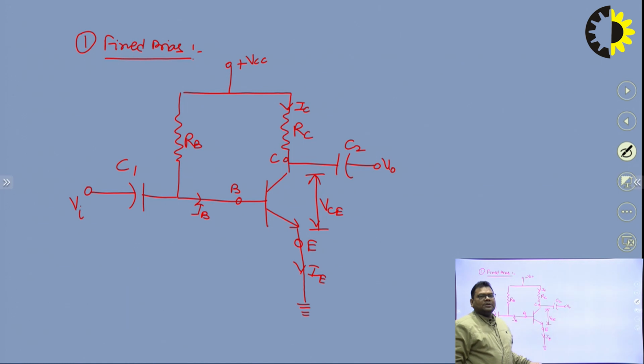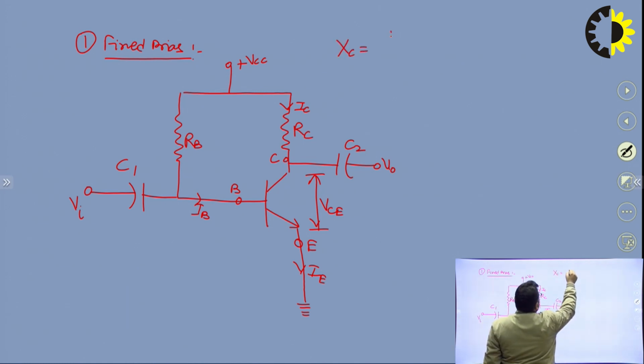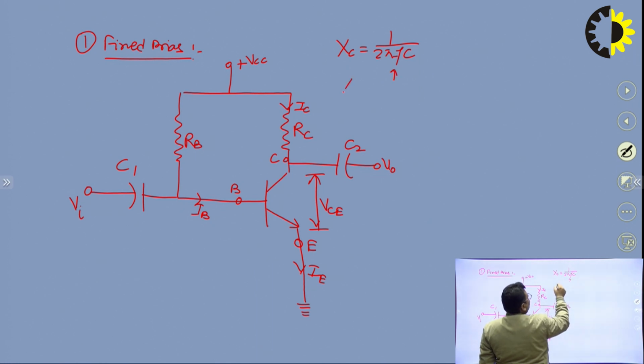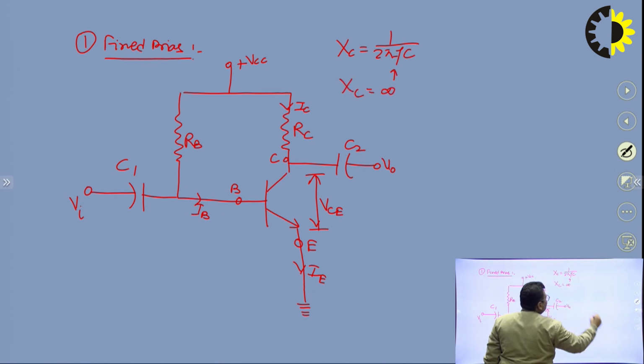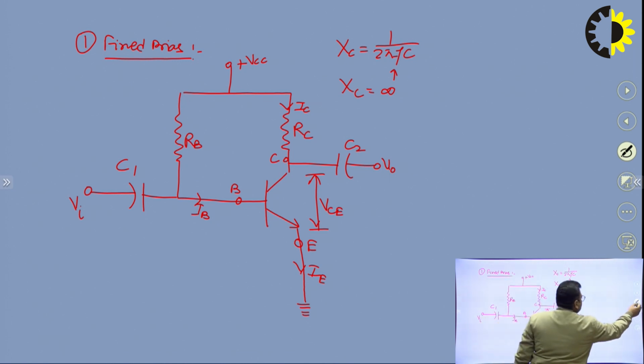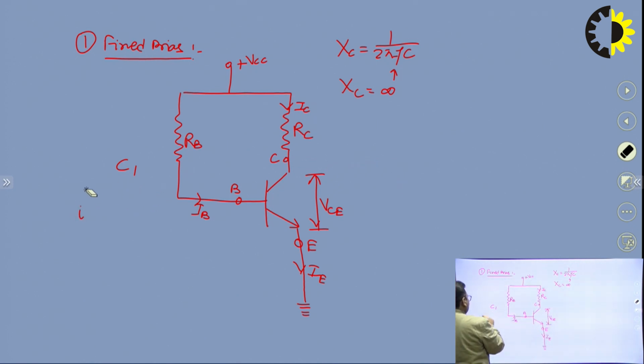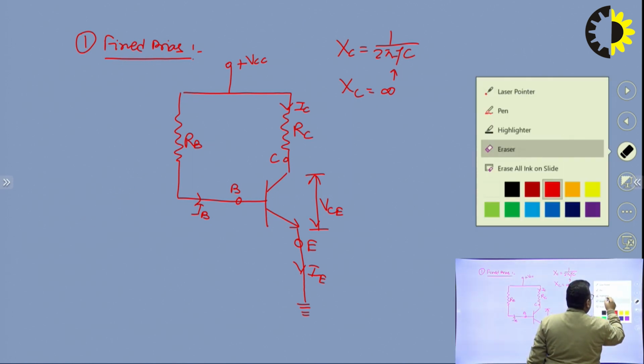So first of all, to perform the DC biasing, we will remove these capacitors, because we know for DC biasing or for DC voltage, XC can be given as 1 upon 2 pi fC, and for DC biasing this frequency will be 0, right? So XC will be infinite. So these capacitors will behave like an open circuit in case of DC biasing, right? So we will remove these capacitors. If I remove these capacitors, then the circuit will be like this. These capacitors will be open circuited. So now the circuit is this one.